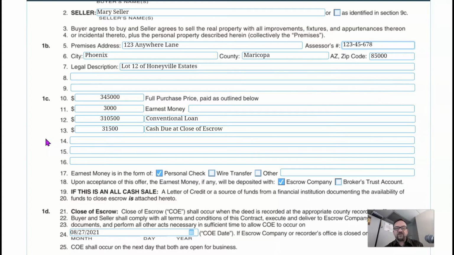But the earnest money should be, when you're looking at the seller's side, enough that if you are tied up in escrow for a month and then the buyer fails to perform, it will offset your costs of your own mortgage payments, your taxes, utility bills and everything on that.